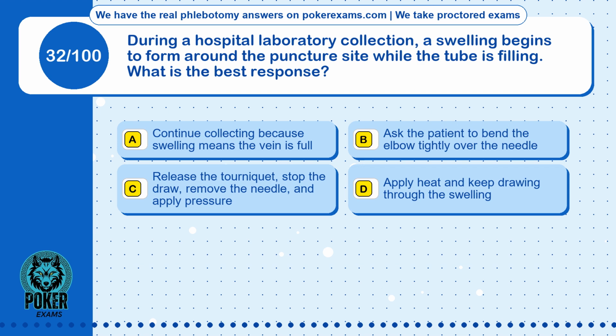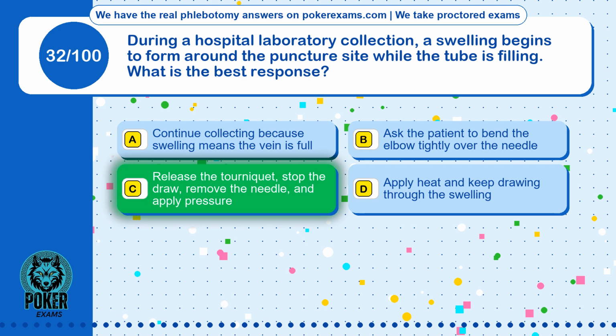Question 32. During a hospital laboratory collection, a swelling begins to form around the puncture site while the tube is filling. What is the best response? Option A. Continue collecting because swelling means the vein is full. Option B. Ask the patient to bend the elbow tightly over the needle. Option C. Release the tourniquet, stop the draw, remove the needle, and apply pressure. Option D. Apply heat and keep drawing through the swelling.